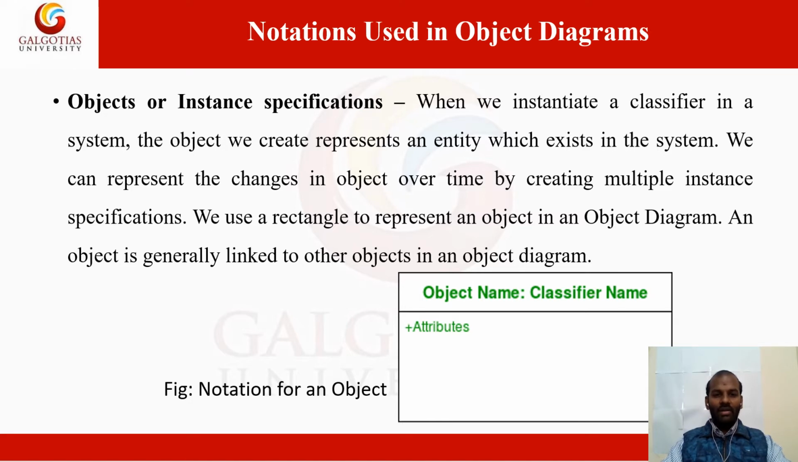So now coming to how the notations are going to be used. Whenever we initiate a classifier in a particular system, the objects we create represent an entity which exists in the system, and we can represent the changes in an object over time by creating multiple instances of the specification. We always use this to represent an object in an object diagram. An object is generally linked to other objects in an object diagram.